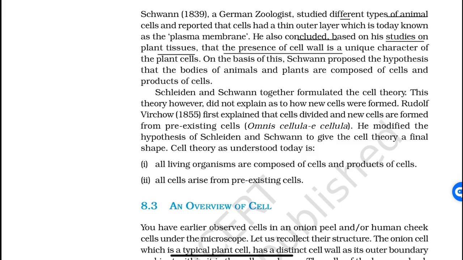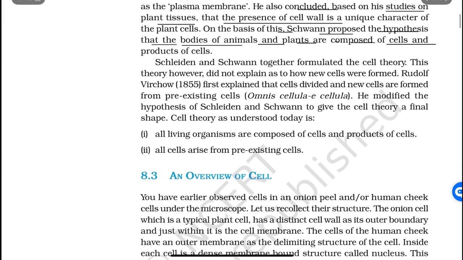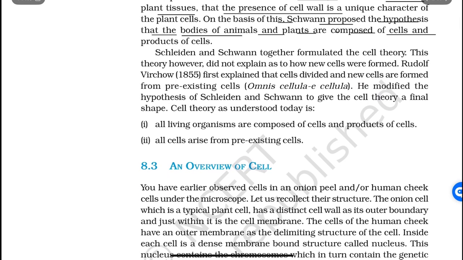On the basis of this, Schwann proposed the hypothesis that the bodies of animals and plants are composed of cells and products of cells. Schleiden and Schwann together formulated the cell theory. This, however, did not explain how new cells were formed. Rudolf Virchow first explained that cells divided and new cells are formed from pre-existing cells, omnis cellula e cellula. He modified the hypothesis of Schleiden and Schwann to give the cell theory a final shape.